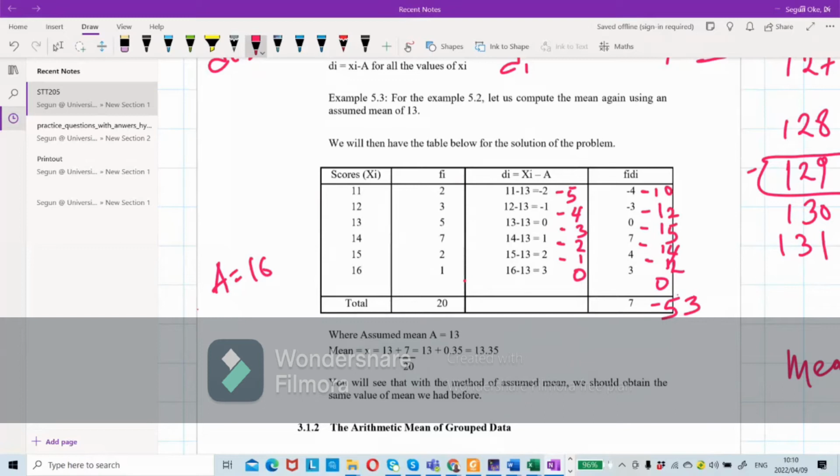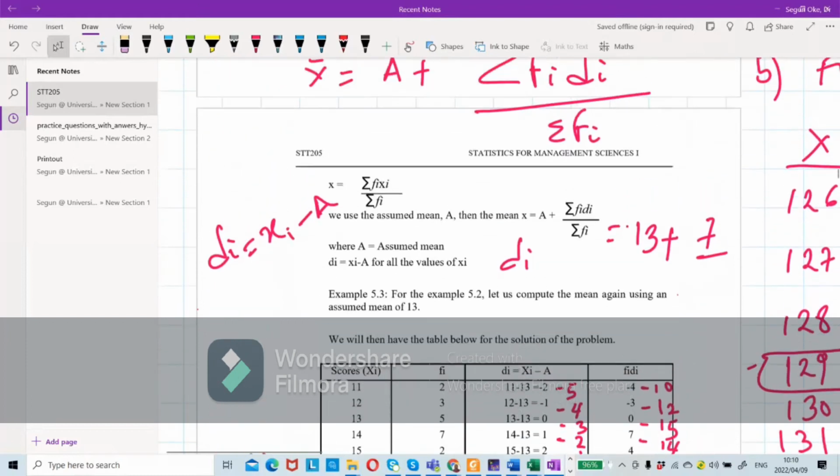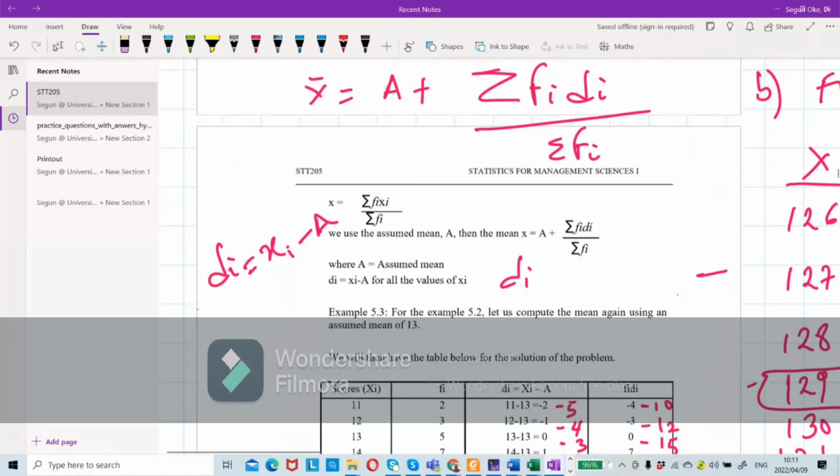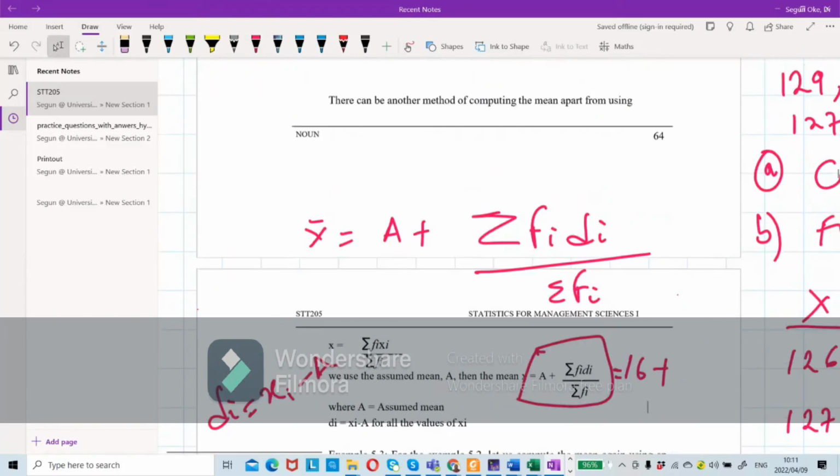Don't forget, our formula is A plus the summation of fd divided by n. Let's go to the formula. The formula is up here. We don't need to write it. This is your formula. Our A is 16, plus minus 53, put it in brackets, divided by 20. Is it 20? Yes, sir.